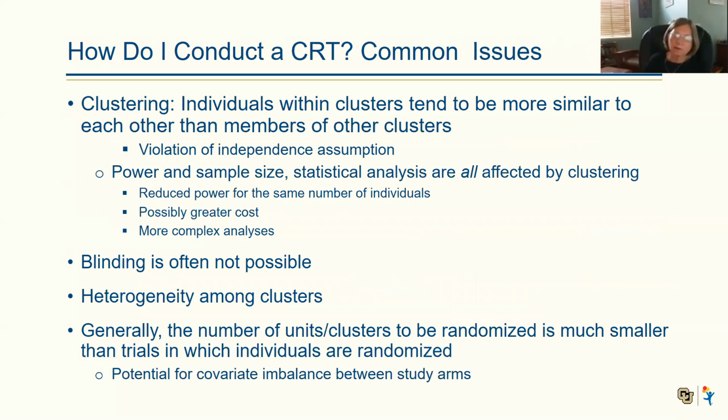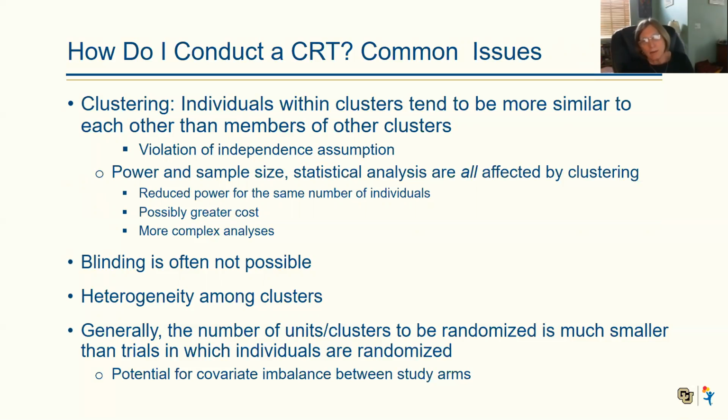So how do I conduct a cluster randomized trial? Well, in planning and getting started with this process, there are some common issues to think about. So the first is clustering itself. Individuals within clusters tend to be more similar to each other than members of other clusters. And you can think about lots of situations where this is the case. This is a violation of the independence assumption that is the background of many of the analyses that we do. And power and sample size, statistical analysis, all these things are affected by clustering.